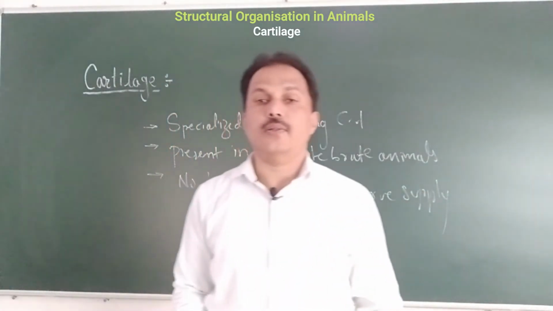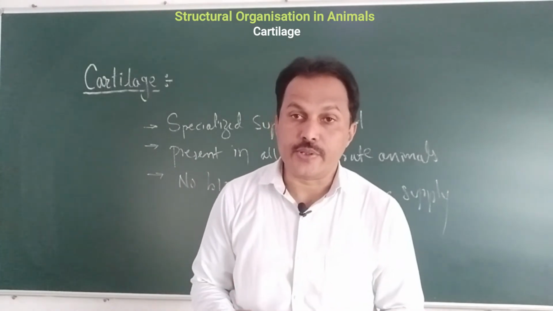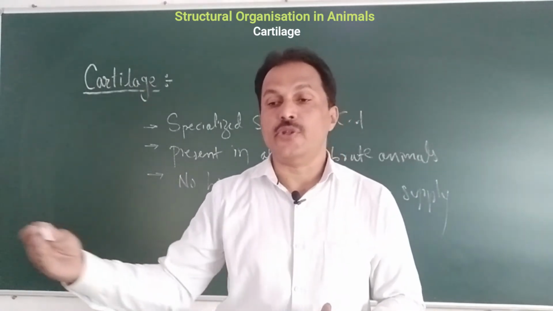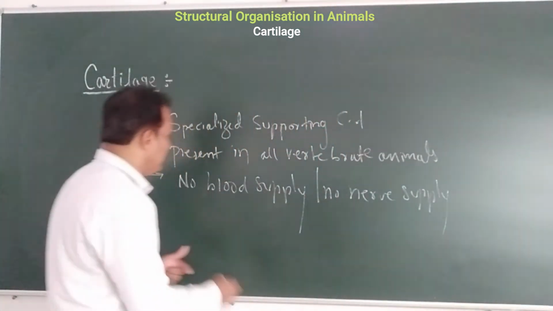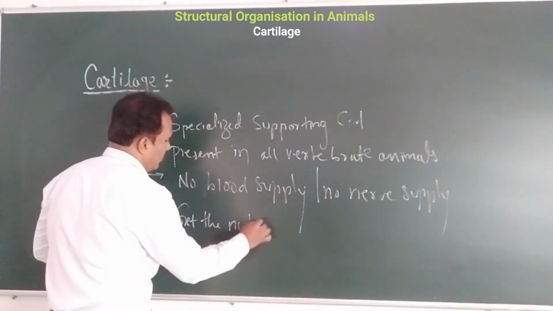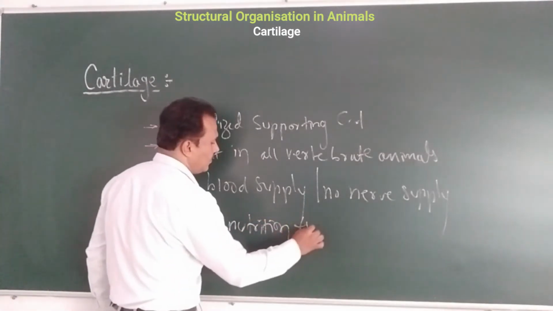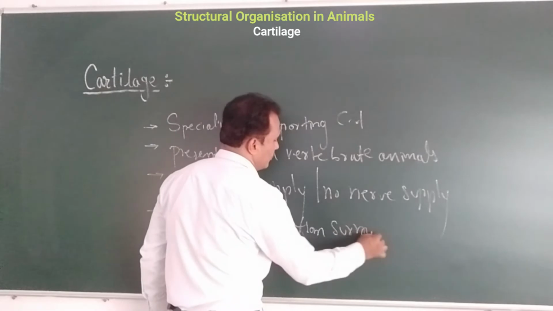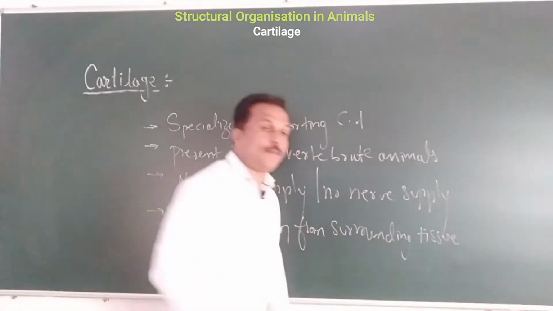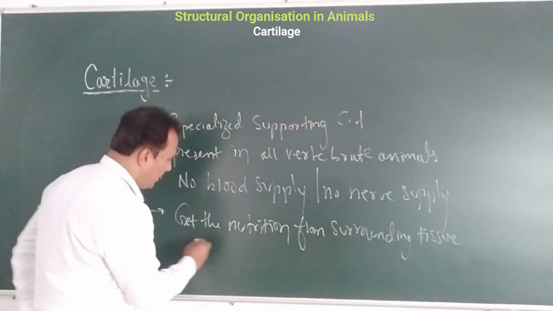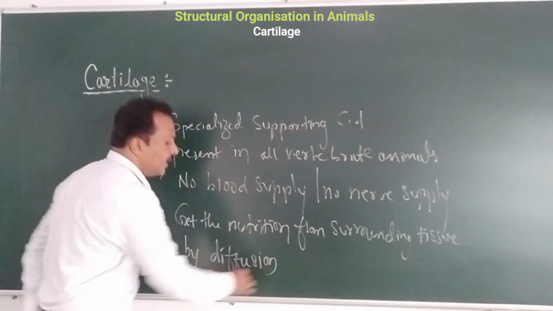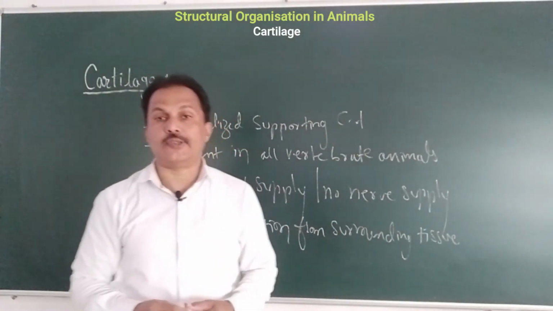So where do they get the nutrition from? They get the nutrition from the surrounding tissues, or from the blood supply to the surrounding tissues, by diffusion. They get the nutrition or the oxygen supply.